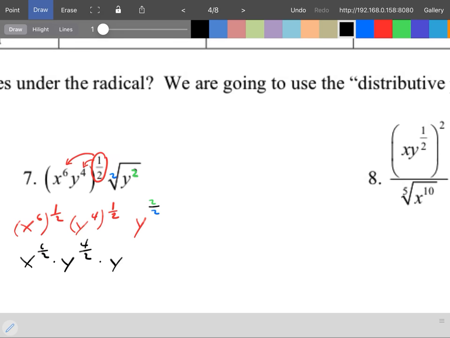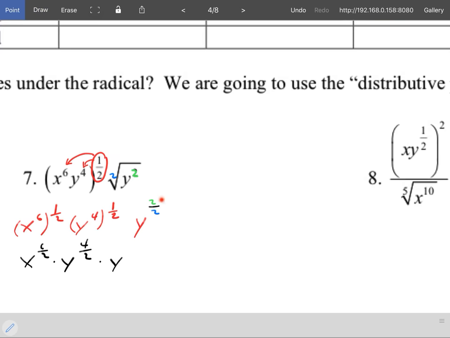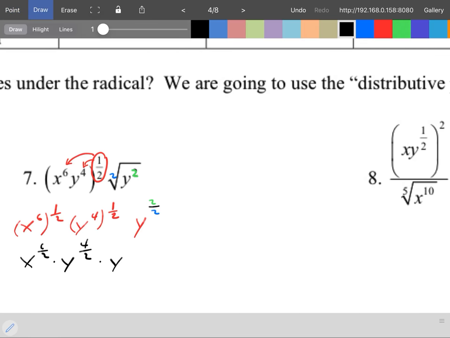Times y to the, well, right here you can see 2 divided by 2, that's just 1. So that's going to be y to the 1st power. Well, that'll give us the power on x is 6 divided by 2, so that's a 3. The power on this first y factor is 4 divided by 2, which is 2, times y to the 1st power.